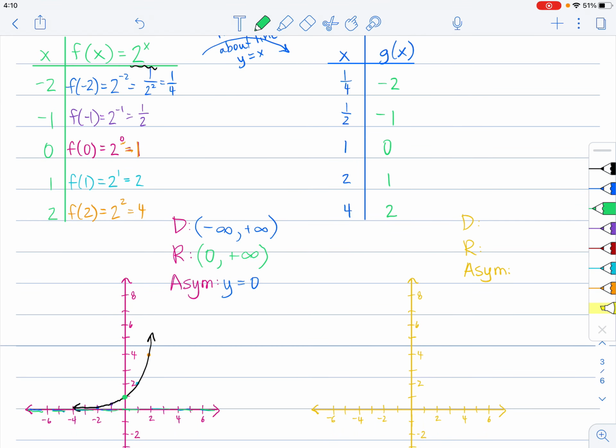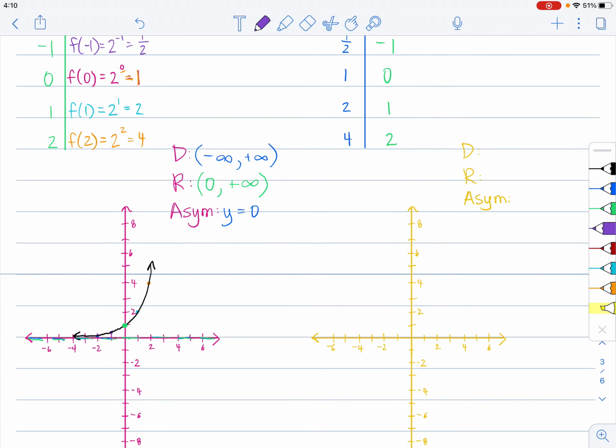So when we plugged in 1/4, we got out -2. When we plugged in 1/2, we got out -1. When we plugged in 1, we got out 0. When we plugged in 2, we got out 1. And when we plugged in 4, we got out 2, supposedly. And this is our picture.